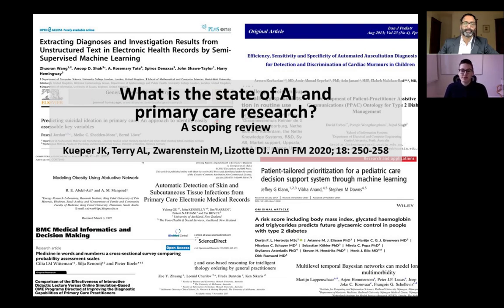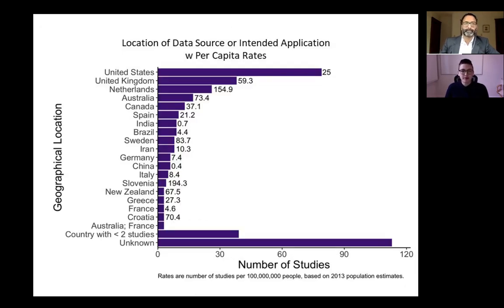And we found 405 articles. And so I'm going to just walk through some of the main findings. So first, thinking about where is this research coming from? You know, where are the data? Where are these things being applied? And so the bars just are the counts. So if you add up all the purple, it would equal 405.